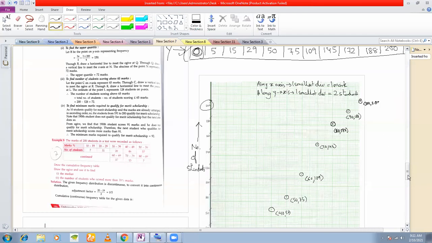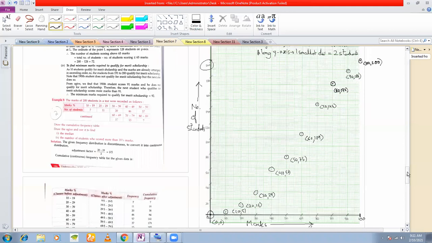Now once we have plotted the points, this is something that you must remember. Very, very important. And if you can, practice as much as possible. You have to join all these points not with the help of a scale, but with the help of a freehand curve.